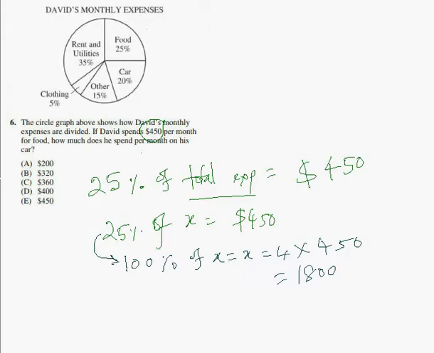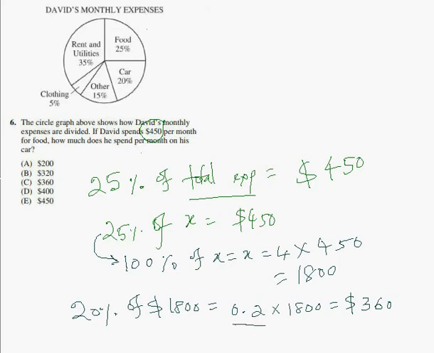So 20% of $1,800 equals nothing but 0.2 times 1,800, which is equal to $360. I'm putting 0.2 here because you just convert 20% into decimal, that is 20 divided by 100, which is nothing but 0.2. So if you find 0.2 of $1,800, that is $360.